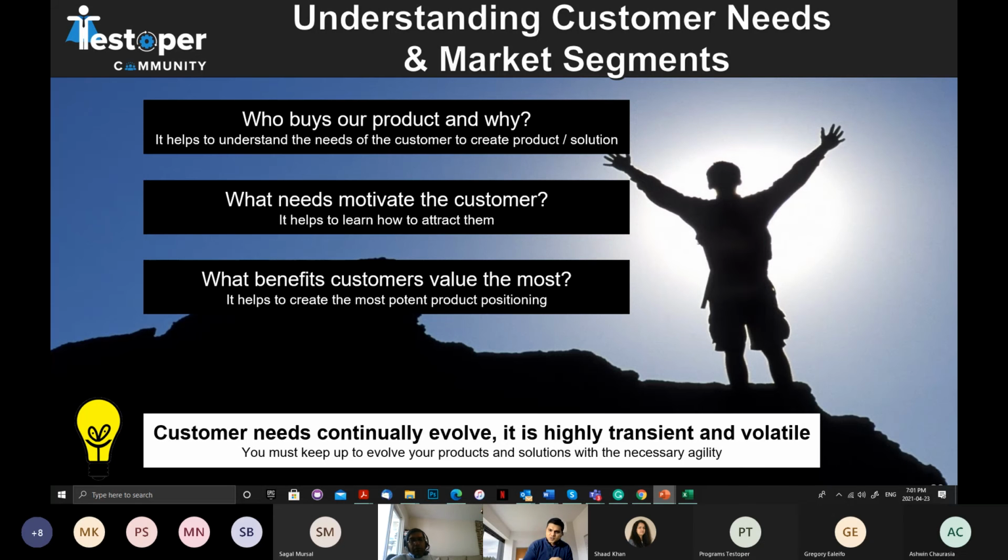And continuous learning is what is going to keep you successful and make you successful in anything and everything that you do. You've got to continuously learn your customer. You've got to continuously understand how they evolve. And there are a few other nice terms that I will explain to you, like how to segment the customers, how to segment the market.